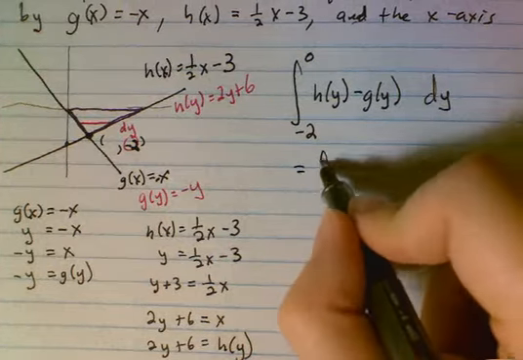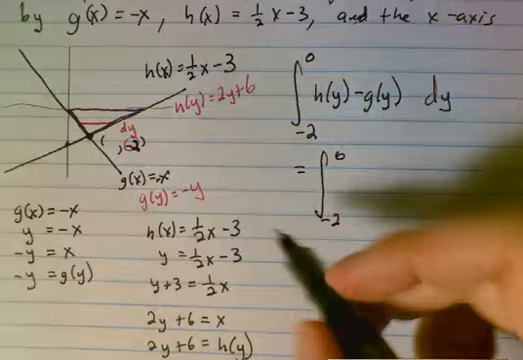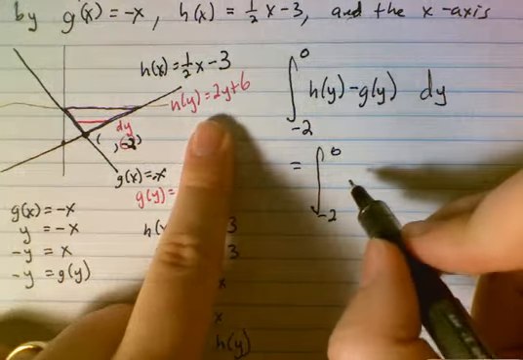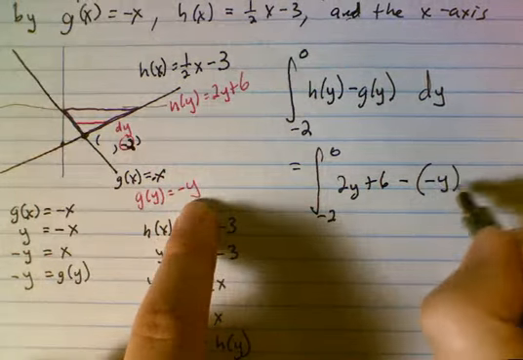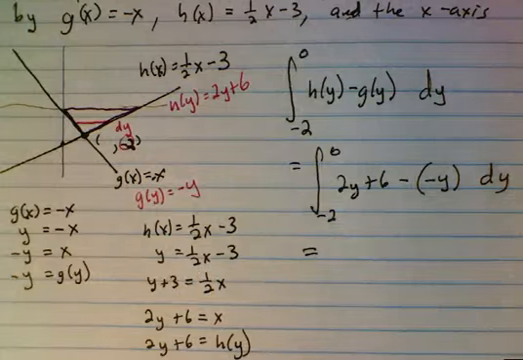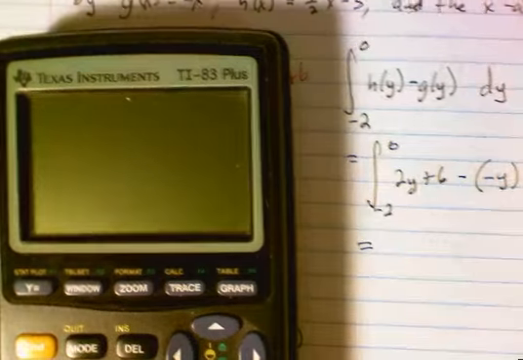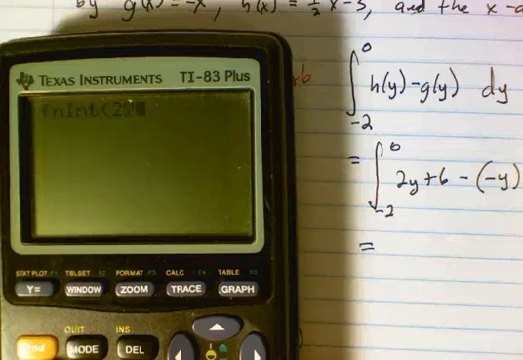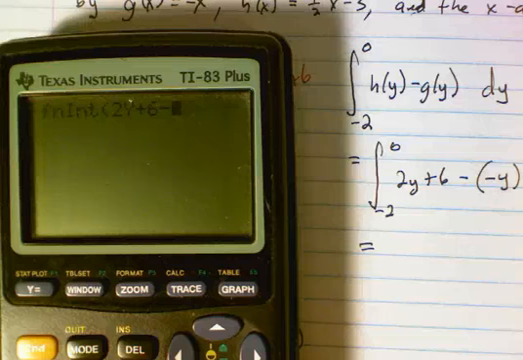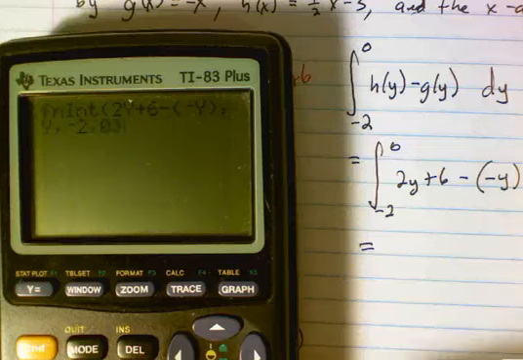And when we plug that in, h of y, I'll make sure to go with the pink one, minus g of y, we can put that right in our calculator. Math 9, 2 alpha y plus 6 minus negative alpha y. If you want to put that in as plus y, that's totally fine. Alpha y is our variable, comma, negative 2, comma, 0.